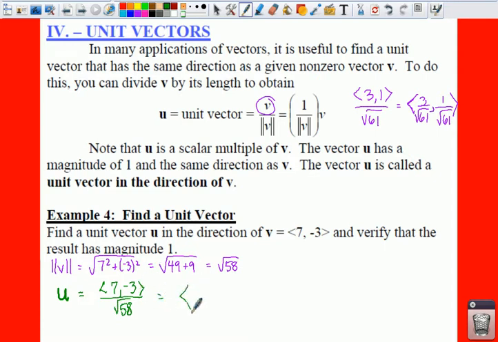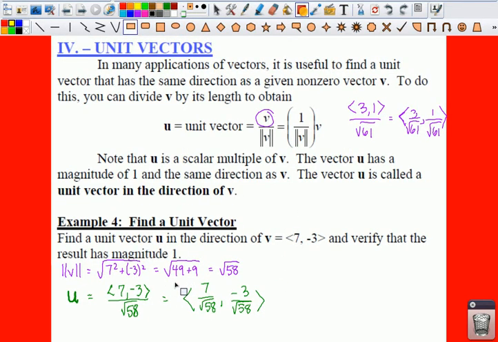So this just gives us a 7 over radical 58 comma negative 3 over radical 58. That would be your unit vector. Put a box around this.